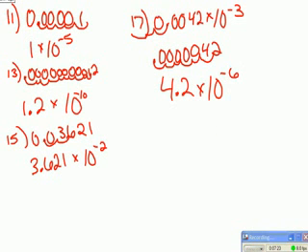All right, moving on to the second page. On the second page, they are multiplying scientific notation and dividing scientific notation.